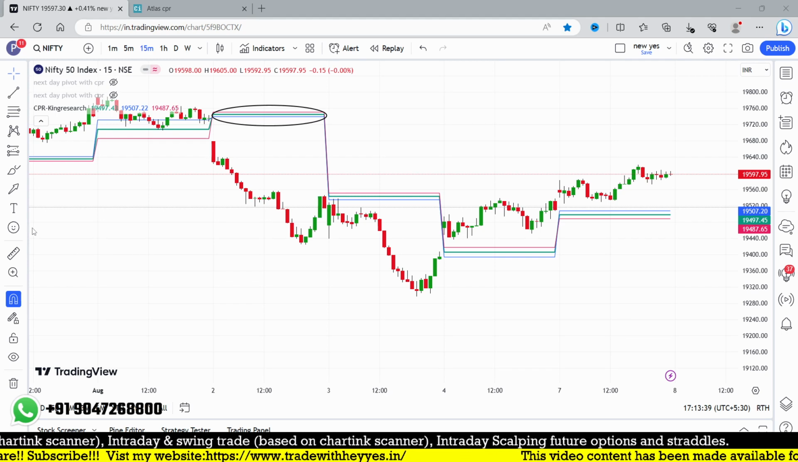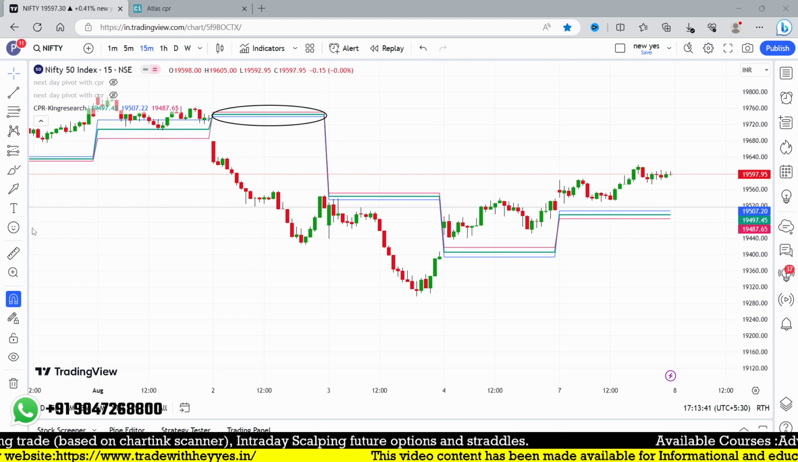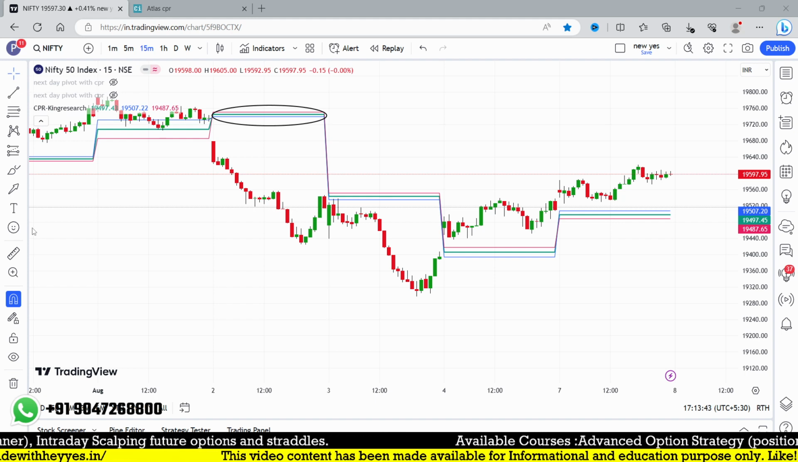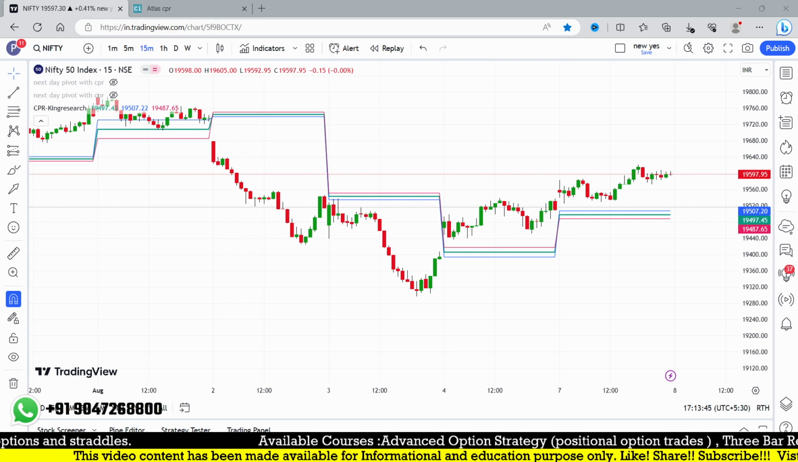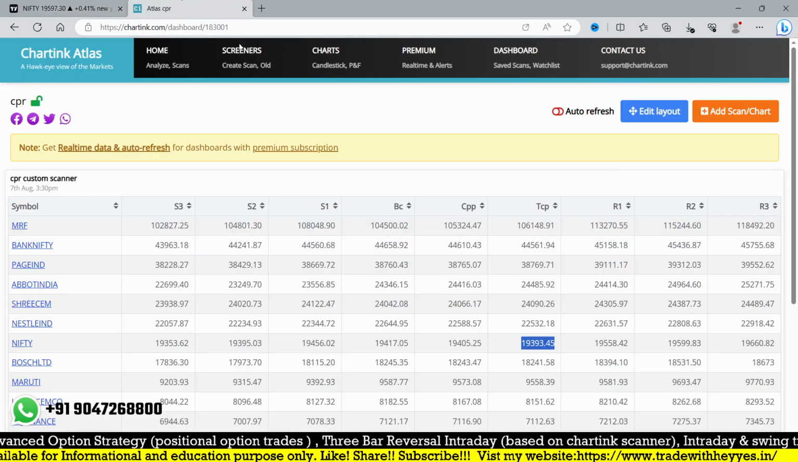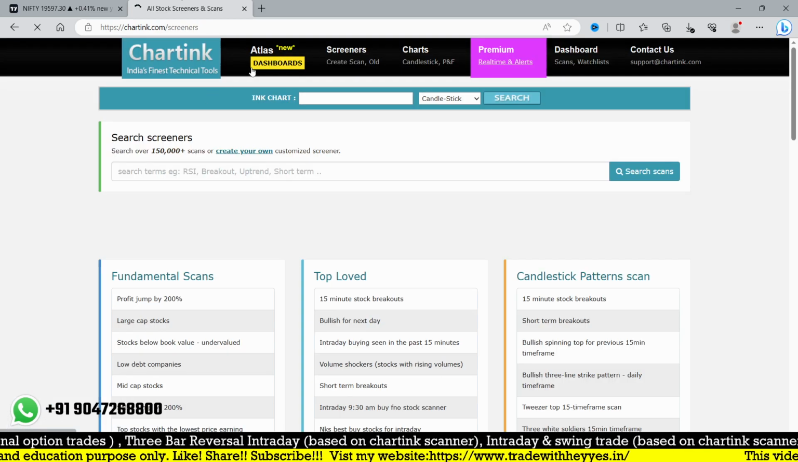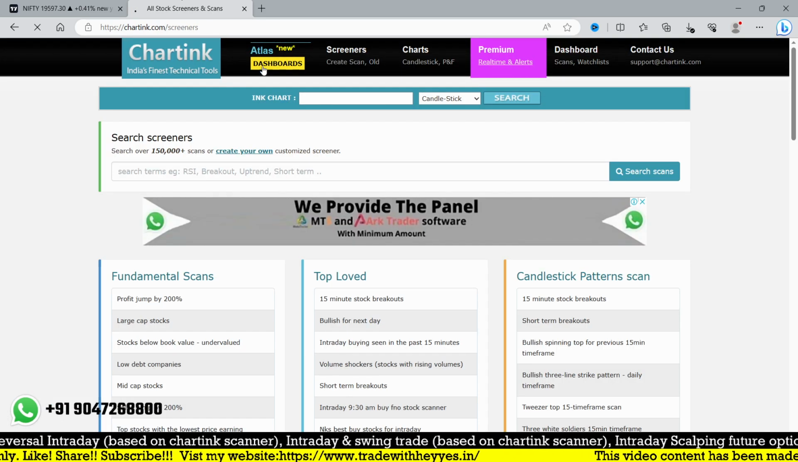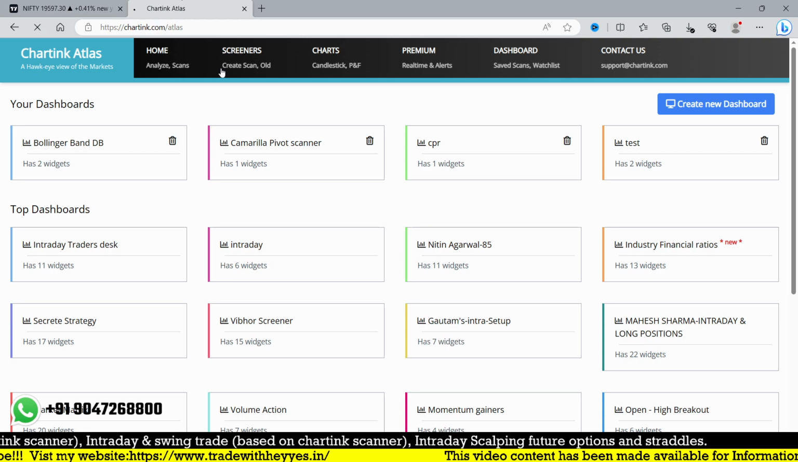Okay, like a supply and demand zone. So you can easily find out that area acts as a good level for a reversal. So we have to find out such a kind of thing in our charting scanner. So we have to create a scan. Before that we need to change this one. We'll change it later.